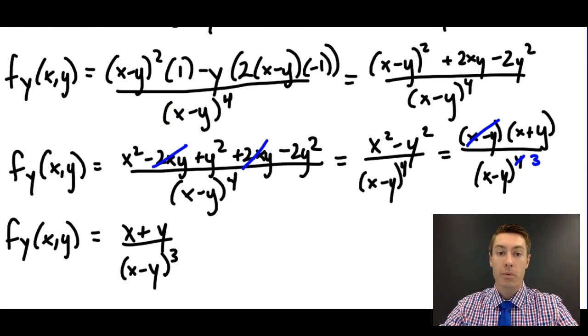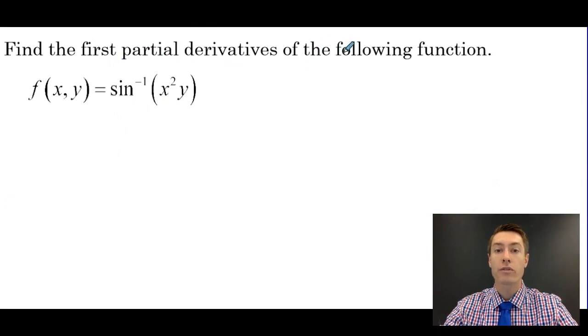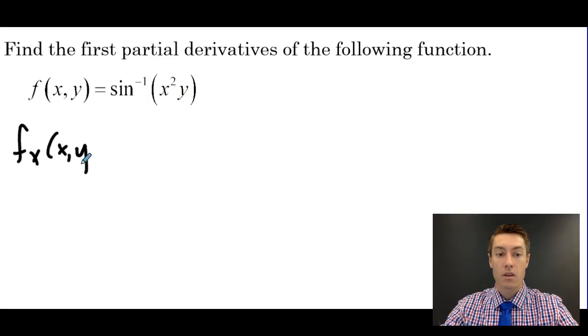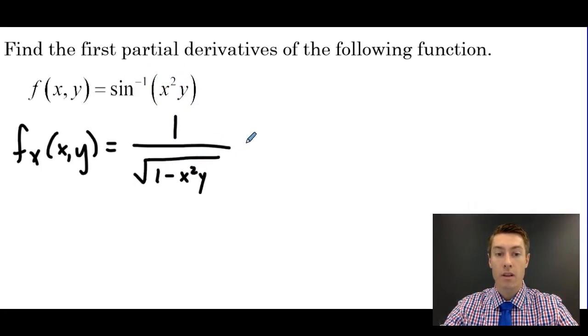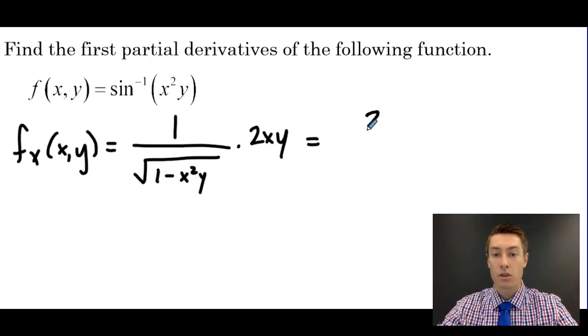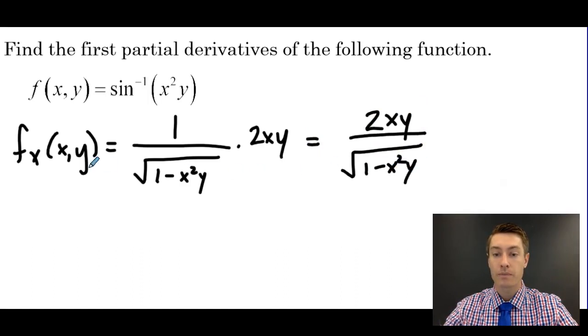Let's look at a couple more examples. So find the first partial derivatives of the following function. f of x, y equals the inverse sine of x squared y. So the partial with respect to x. So if you remember, the derivative of arcsine is 1 over the square root of 1 minus the inside, which is x squared y, then times the derivative of the inside with respect to x this time, which would be 2xy. So this would be 2xy over the square root of 1 minus x squared y.